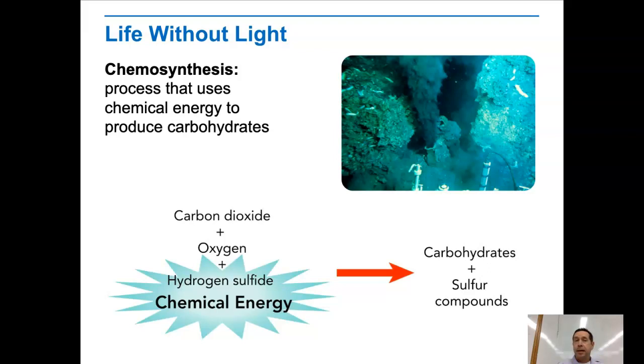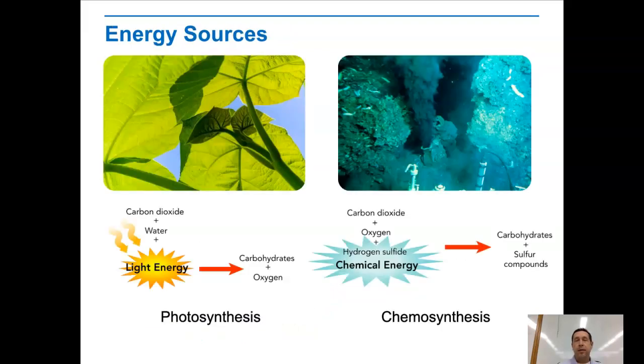In places where there isn't any light, like on the bottom of the ocean floor, there still are primary producers in certain areas around these thermal vents you can see pictured here on the right. These organisms, they're bacteria primarily, and they do what's called chemosynthesis. And they produce food, carbohydrates, using chemical energy. So again, carbon dioxide and oxygen, along with energy from chemicals, in this case hydrogen sulfide is the source of the chemical energy, to produce carbohydrates and sulfur compounds. So again, here's our two different types of primary producers and the two energy sources, light and chemical energy.